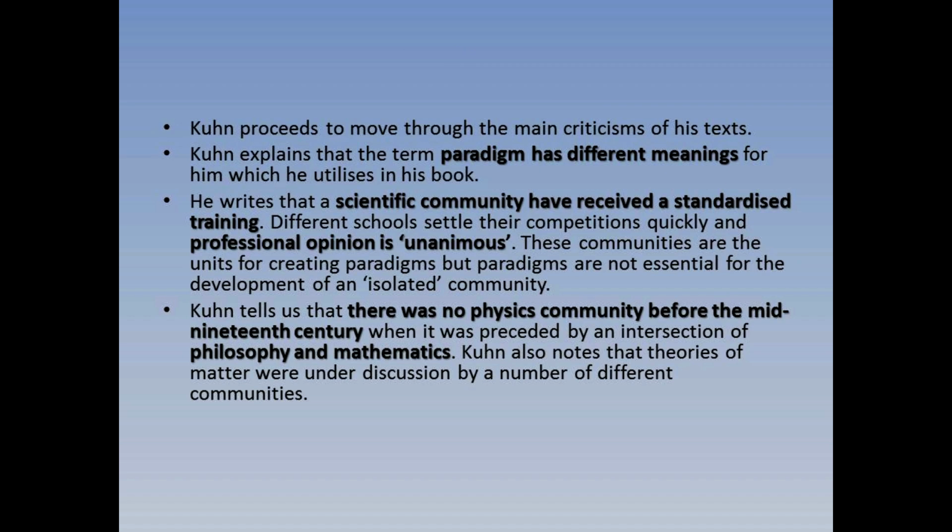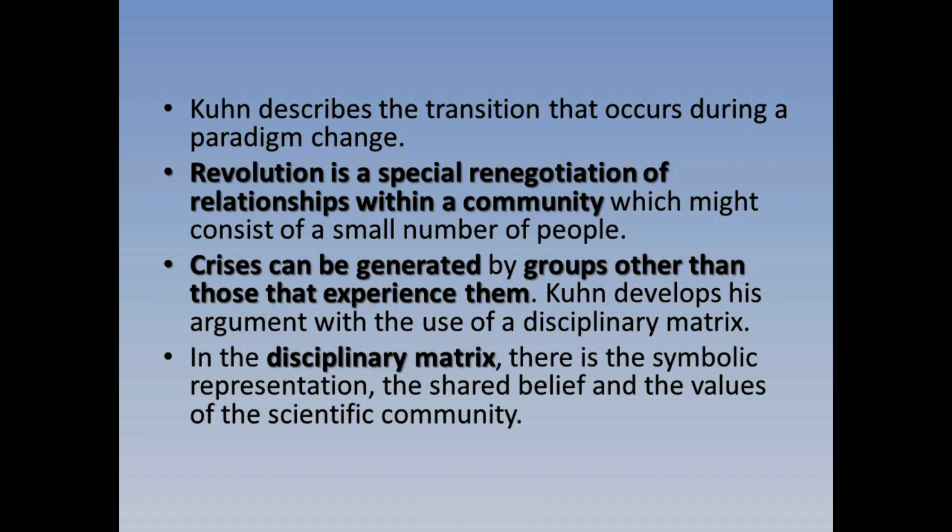Kuhn reflects on the criticisms of his text, explains that paradigm has different meanings, that scientific communities have received standardized training and unanimous professional opinion, and that there was no physics community before the mid-19th century, when it was an intersection between philosophy and mathematics. Kuhn describes the transition in paradigm changes, that revolutions are a renegotiation of relationships within a community, crises can be generated from outside the group, and explains it in terms of a disciplinary matrix.